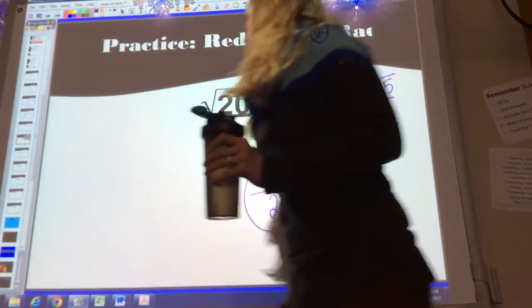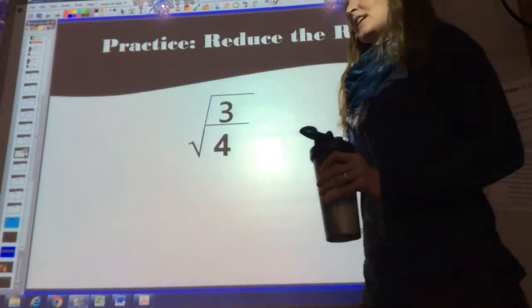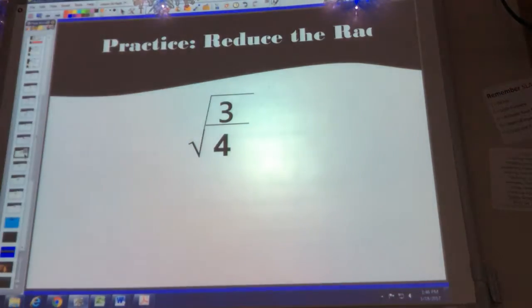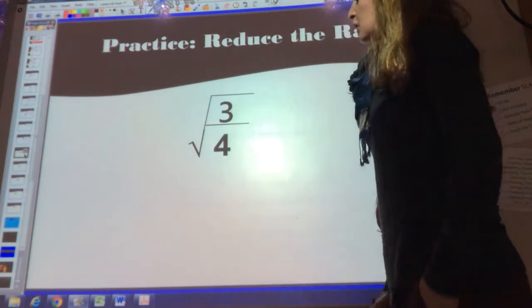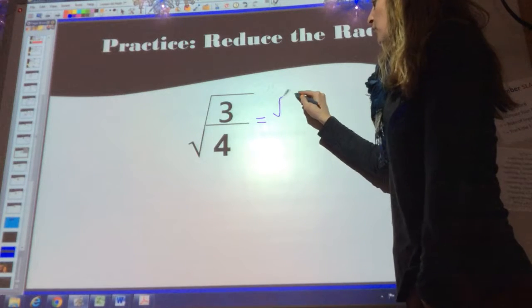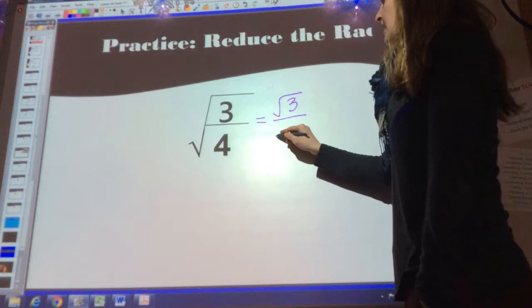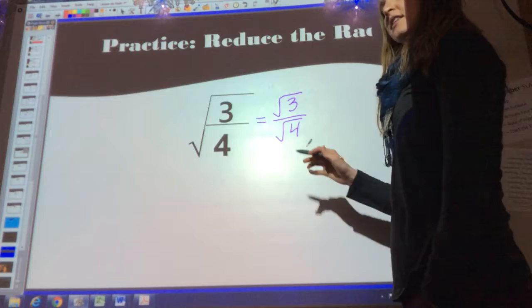Cool. Let's do this one. Can you write this one down in your notebook, please, first? Okay, so here we go. Whenever you have both numbers inside the square root, you want to see if we can reduce. But can we reduce right now? No. So then we need to know that we split them into the square root of 3 divided by the square root of 4. Can you write that down, please?